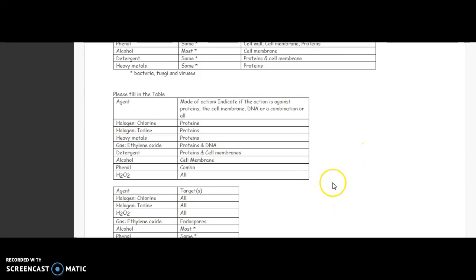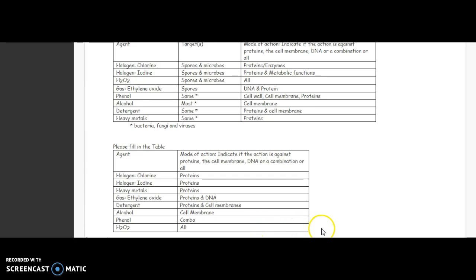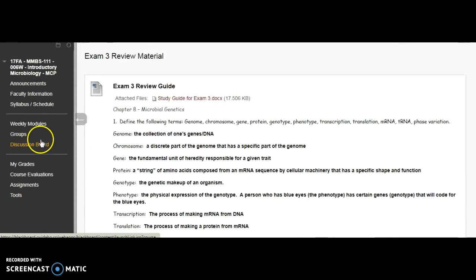Now, you will find some of these on the exam, and they will probably be in table form. So here's a way to organize it so that you can associate them better and figure out how to memorize them for the exam. Here are the targets. The halogen and hydrogen peroxide affect all of the targets. Endospores are affected only by gas. Alcohol affects most. The others affect some. You do need to memorize this information.